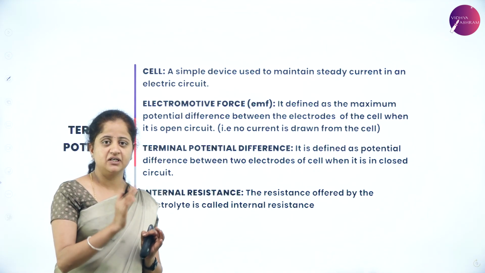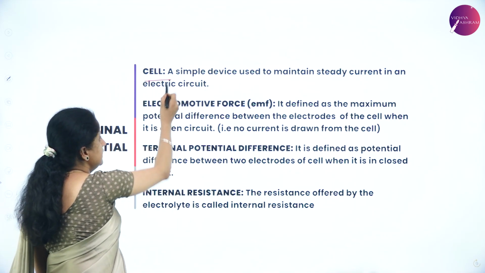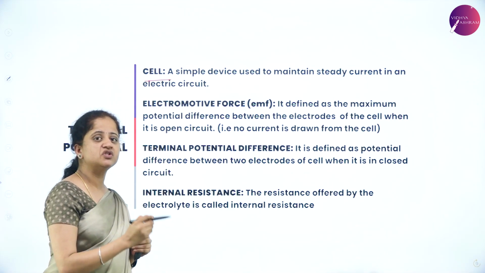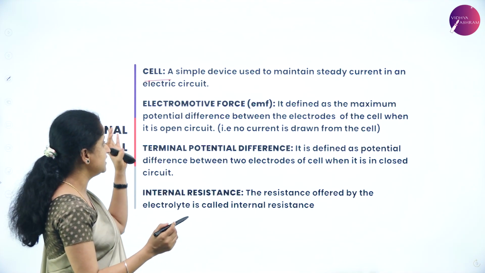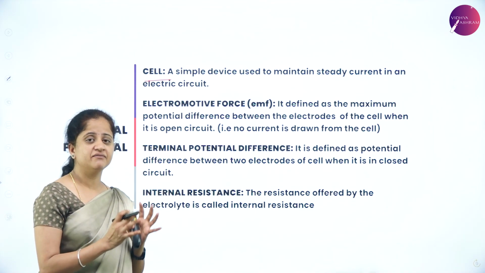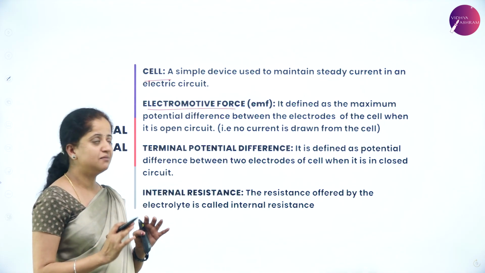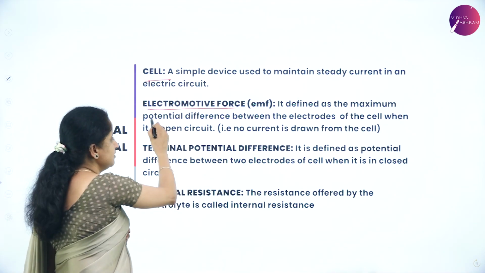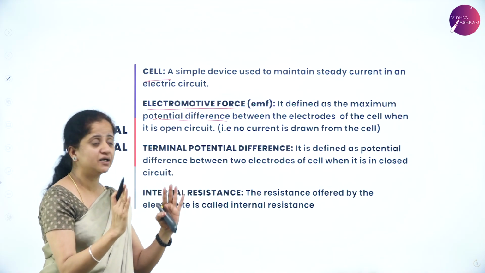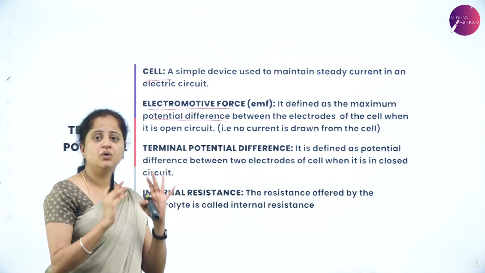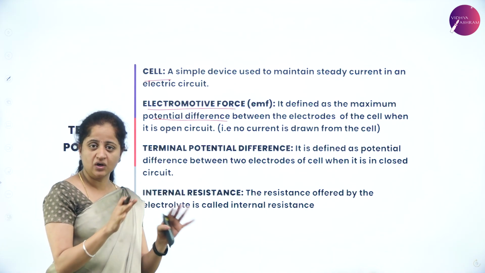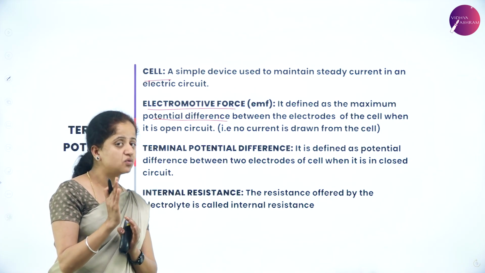So now we have clearly understood what a cell is. It is a simple device which is used to supply electrical energy, or to maintain a steady current we use a cell in a circuit. And electromotive force, that is called EMF, is defined as the maximum potential difference between the electrodes when it is an open circuit. What do you mean by open circuit? When there is no current flowing through a circuit, we'll call it an open circuit.